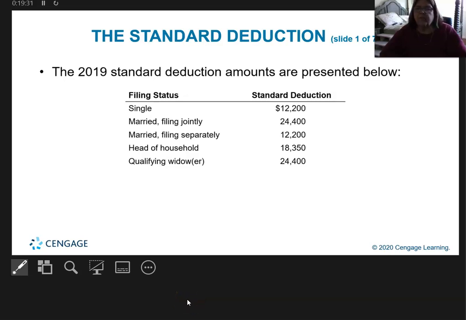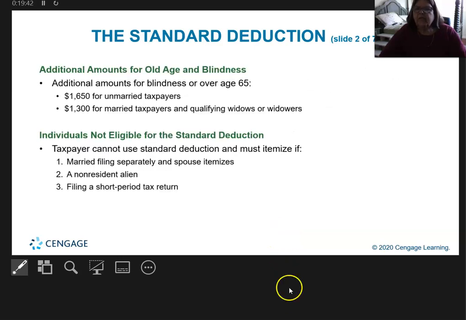So we're starting with video number 4 about the standard deduction. We talked about it a little bit already. This was for 2019. They do change every year a little bit, but this was for 2019. So there are additional amounts if you're blind or over the age of 65. If you're unmarried, you get $1,650.